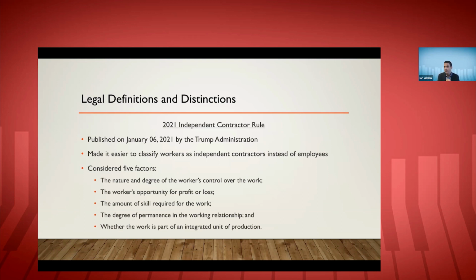That said, on the federal level, we have what we're calling the 2021 Independent Contractor Rule. That replaced the economic realities test. It was published January 6th, 2021 by the Trump administration. If you're looking at that date and scratching your heads a little bit, that was 2 weeks before Biden took office. It was a very late stage bit of rulemaking. It was published, January 6th.